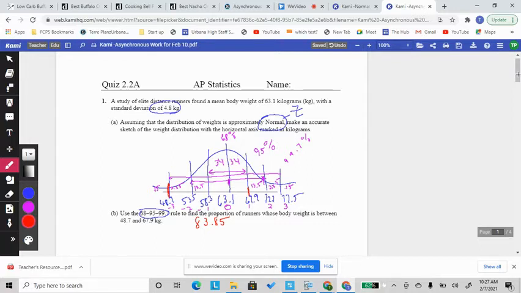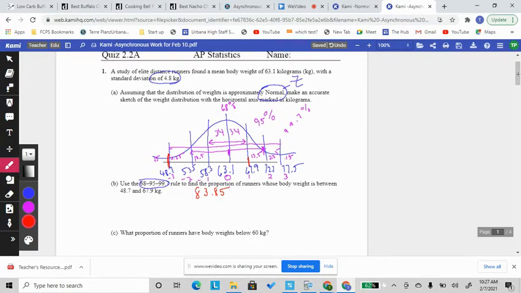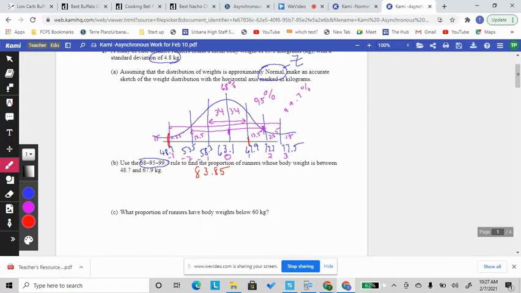The empirical rule is used as an approximate percentage, but Z-scores, that Z-score chart is your actual percentage. It's like dead on. For example, if you look at 1 on a Z-score chart, up 1 and down 1, this is not just 68. I think it's like 68.2 or something like that. So these are off. 2 standard deviations on the Z-score chart isn't 95. It's really like 92.28 or something like that. So these are approximations. Okay, it says what proportion of the runners have body weights below 60?